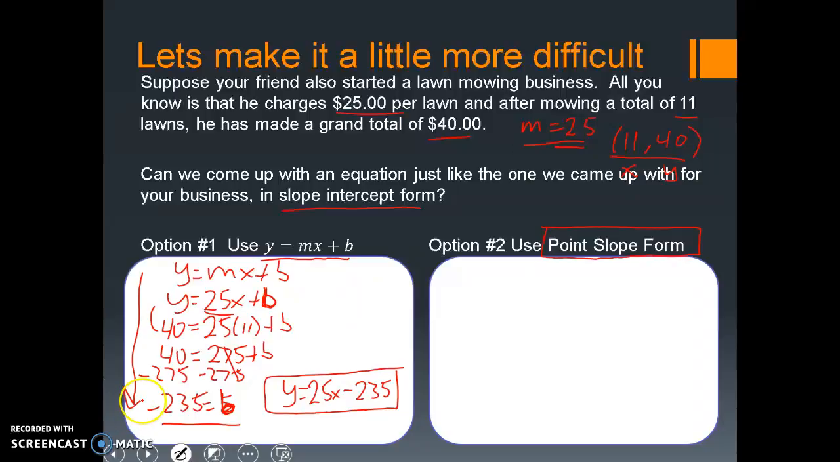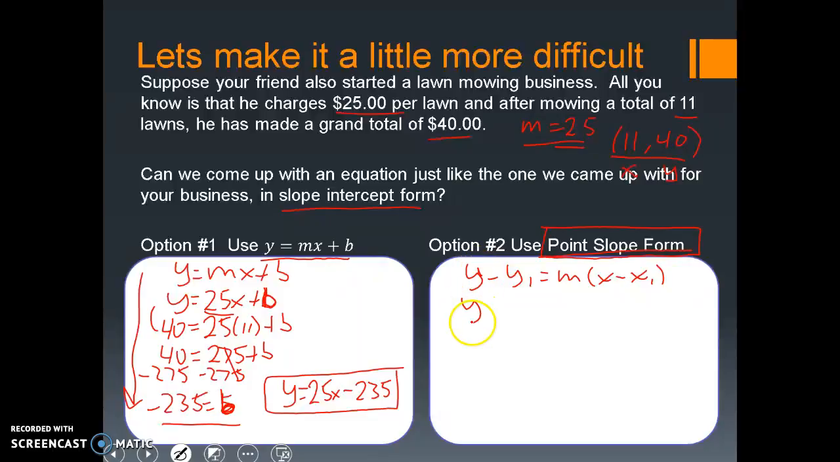Doing it this way is not a bad way, but let's try it with a different form that we're going to develop in the next slide. The other form is called the point-slope form, and it looks like this. It's y minus y1 equals m times x minus x1. This is going to be a formula that you will have memorized here. But let me show you how it works.